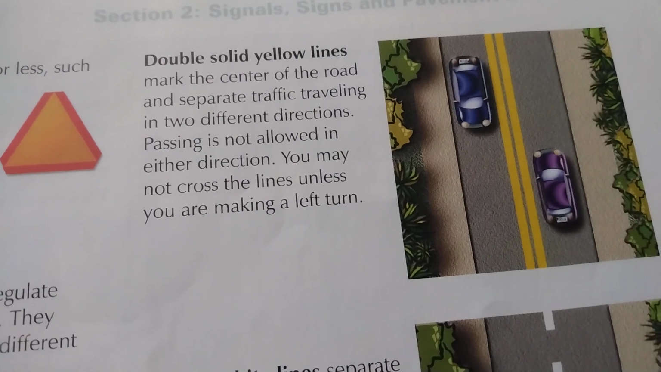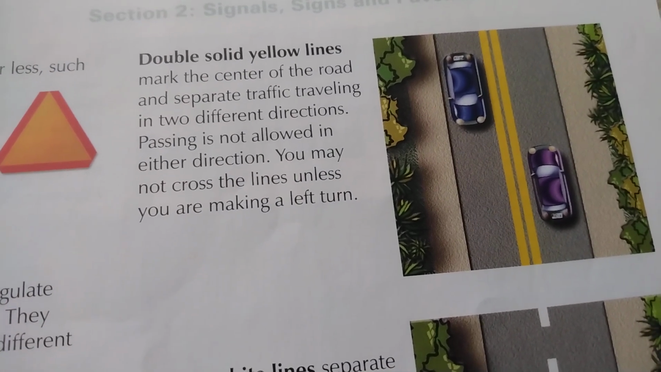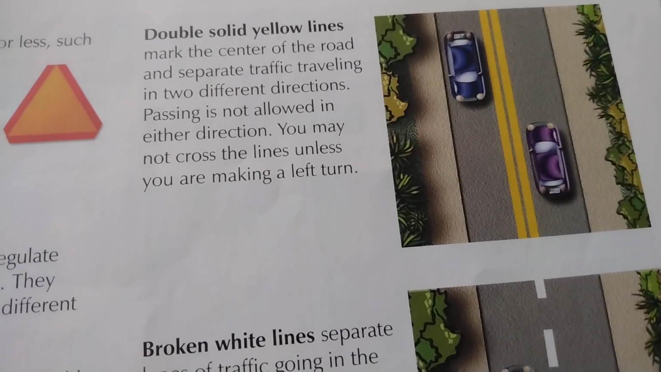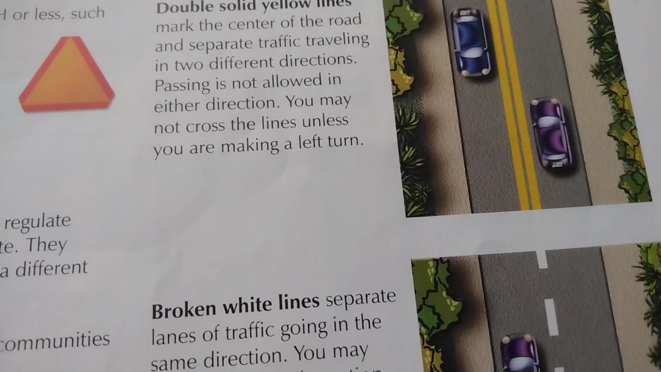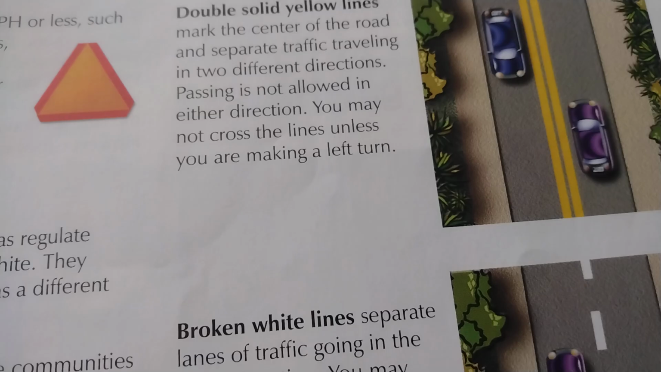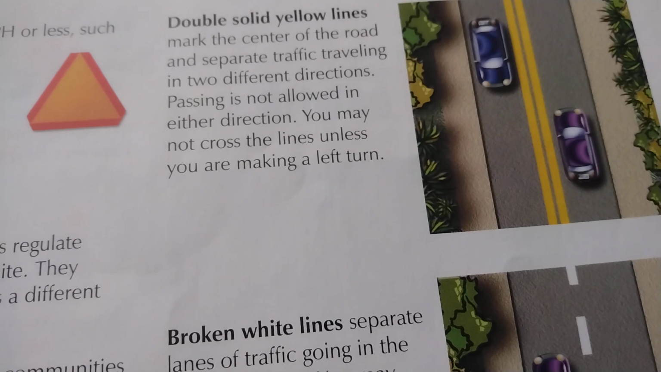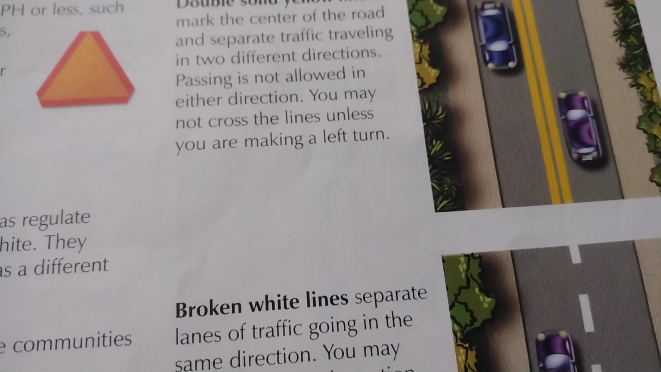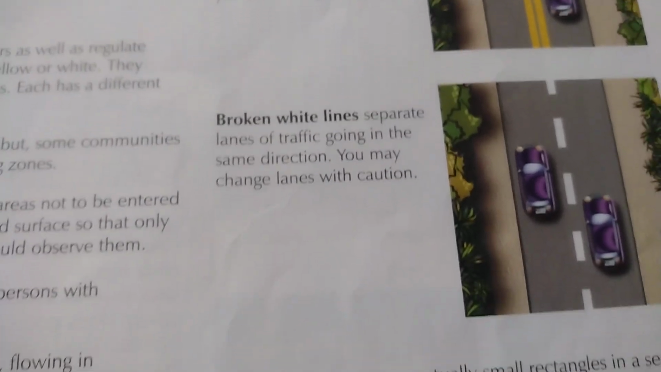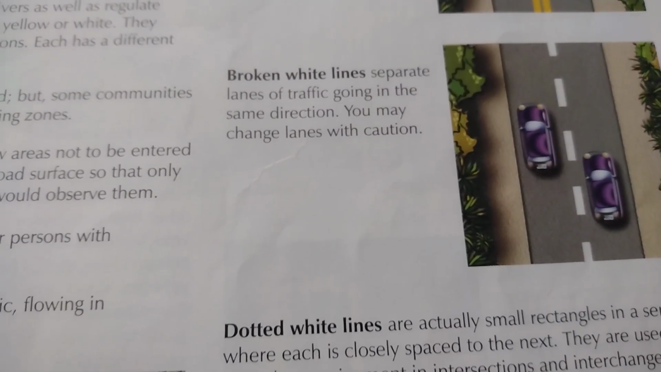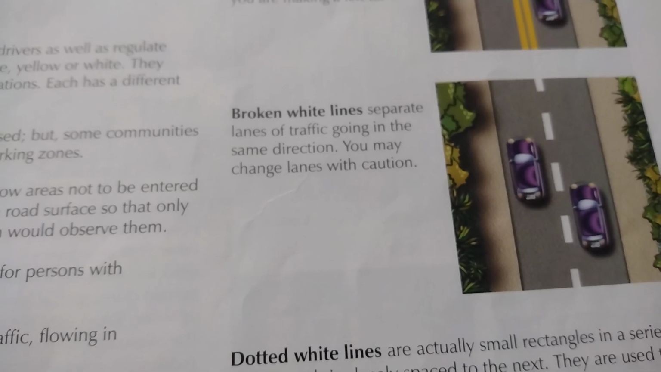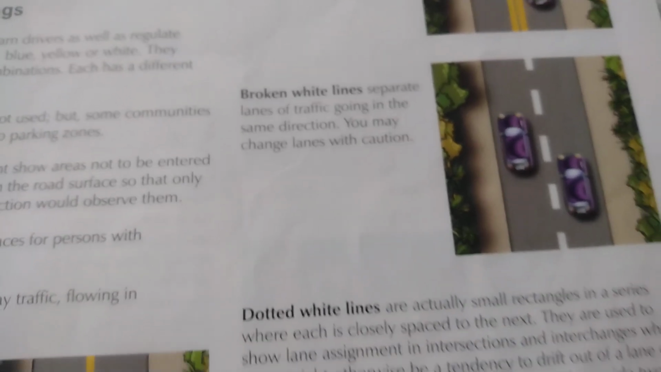Double solid yellow lines mark the center of the road and separate traffic traveling in different directions. Passing is not allowed in either direction. You may not cross the lines unless you are making a left turn. Broken white lines separate lanes of traffic going in the same direction. You may change lanes with caution.